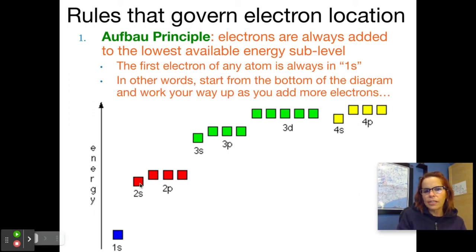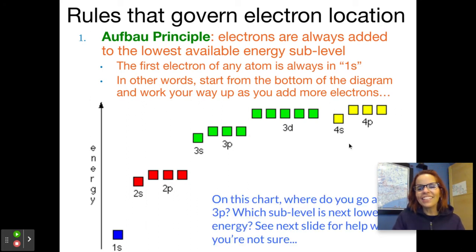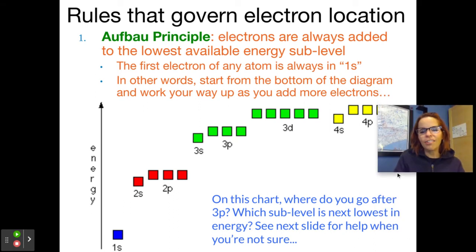Here's 2s, that one's next lowest. Then 2p is next lowest. 3s is next lowest. 3p is next lowest. And then it gets tricky. On this chart, where do you go after the 3p level? Which sublevel is next lowest in energy? Is it 3d? Look more carefully.